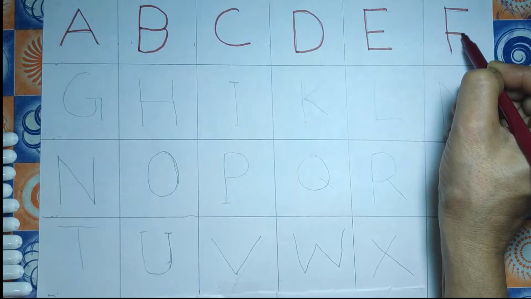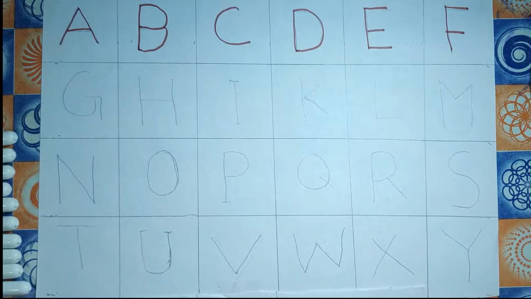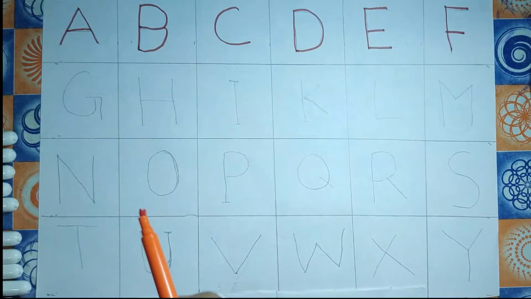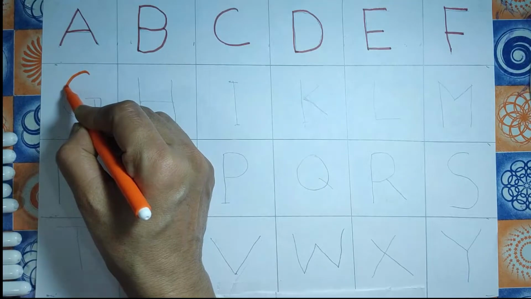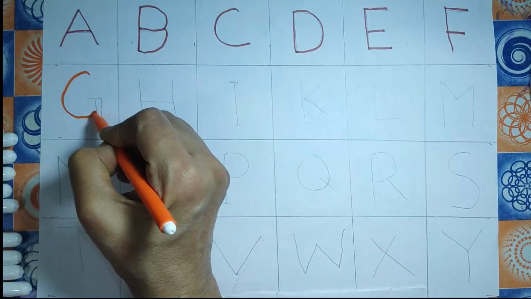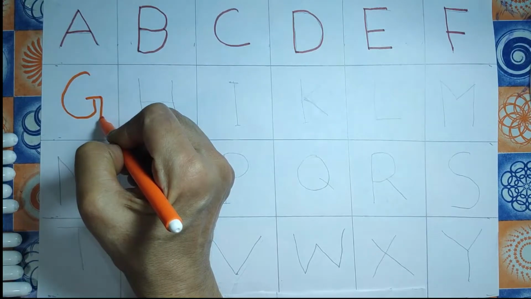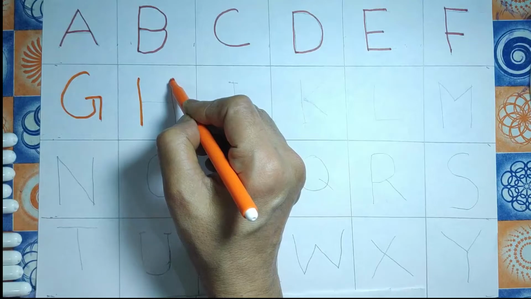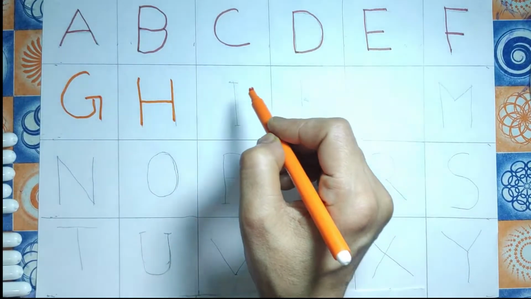F for finger. Orange color. G for girl. G for goat. H for hen. H for horse.